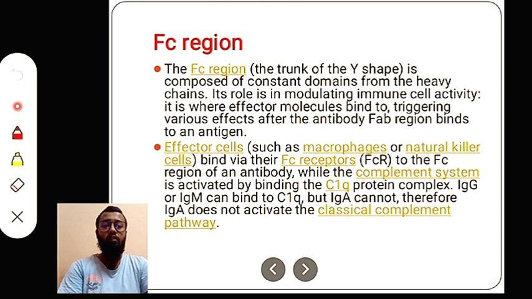But the question remains, what are effector molecules or effector cells? Effector cells are the macrophages or natural killer cells, and these bind to the Fc region of the antibody. And when these macrophages and natural killer cells bind to the antibody in the antigen-antibody complex, they trigger the complement system. We all know that when the complement system is triggered, it is a stepwise process in which lysis of the antigen, or the molecule which is bound there, takes place. So these effector cells play a very important role in the immune system. Remember, students, they bind to the Fc region and help in activating the classical complement pathway for the other immune activities.